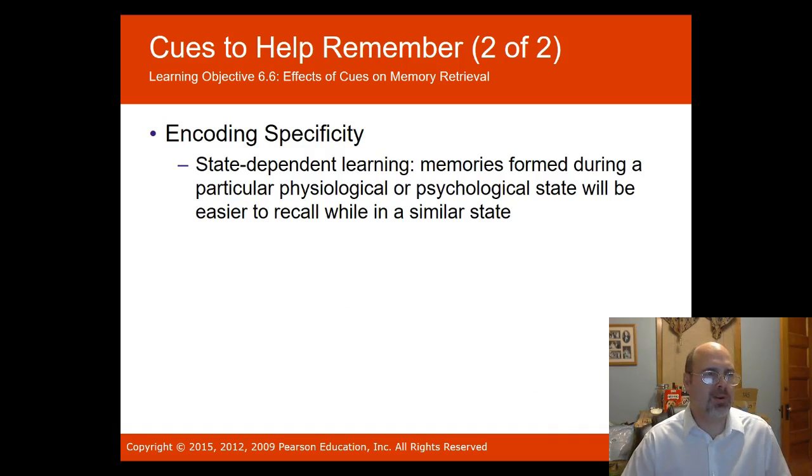Our memories formed during a particular physiological or emotional state will be easier to recall while in a similar state. For instance, when I go to a wedding, I suddenly have good feelings of the wedding. I suddenly recall my own wedding. It's easier to recall when I'm in the same emotional state. Also, subjects that are in a better mood have better recall of information. So if you're in a good emotional state, you're more likely to have better recall.